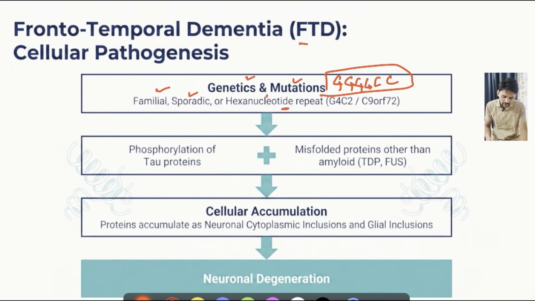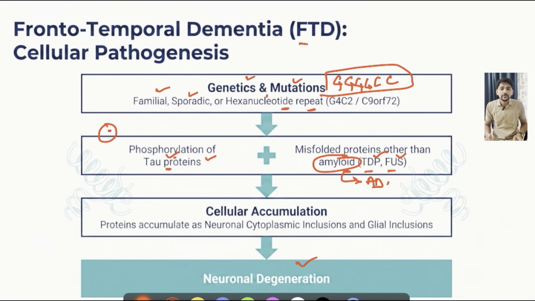What happens after this mutation or such nucleotide repeat is phosphorylation of tau proteins. If you remember, these were the cytoplasmic fibrin proteins. These will get phosphorylated, leading to structural changes in these proteins, and there will be misfolded proteins other than amyloid protein. For example, TDP or FUS proteins will get misfolded and start accumulating. Why we are mentioning other than amyloid is because that was very typical of Alzheimer's disease. Here we will be able to see tau proteins, TDP protein and FUS protein. All these cellular accumulations will lead again to neuronal degeneration. So this is also one of the variants of degenerative dementias.